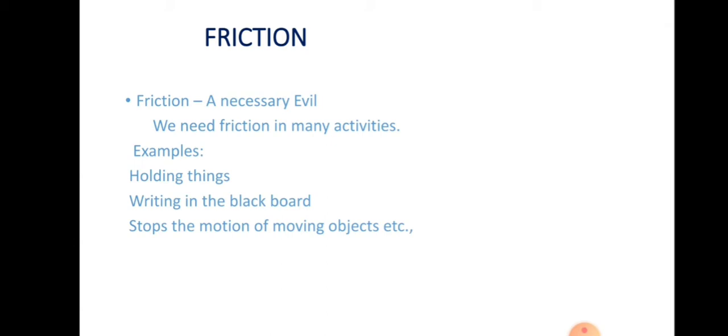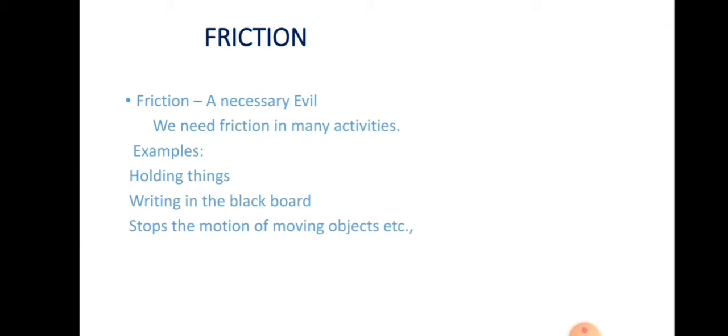Friction is the cause of interlocking of irregularities on the two surfaces. Okay, suppose two objects come in contact, it means the irregularities in the surfaces of the objects interlock each other, then it won't move easily. This interlocking of the irregularities of the surfaces is called friction, and it is a force.